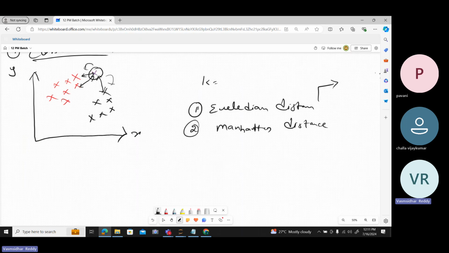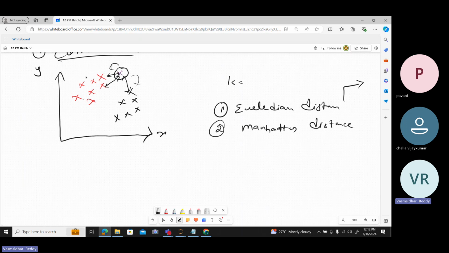Based on this distance, we decide whether the new data point belongs to the black data or the red data. For example, consider k equals 5. Select the 5 data points. So this is the near one. These are the 5 near data points.